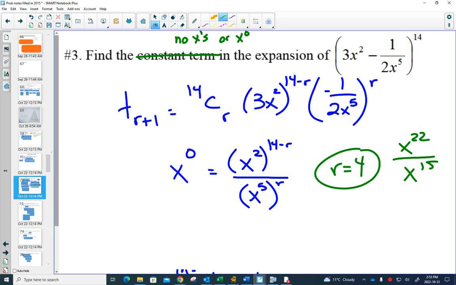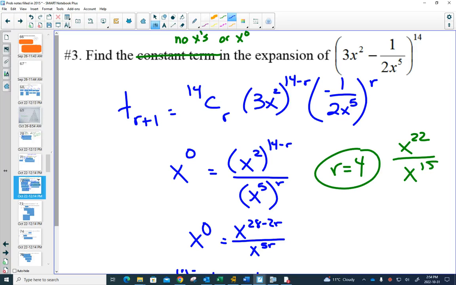And those that love algebra say, I would like to figure this out by using my algebra skills, right? What is on the top here? I have x to the 28 minus 2r. What do I have on the bottom? I have x to the 5r. That's my exponent rules. A power to a power, you multiply.